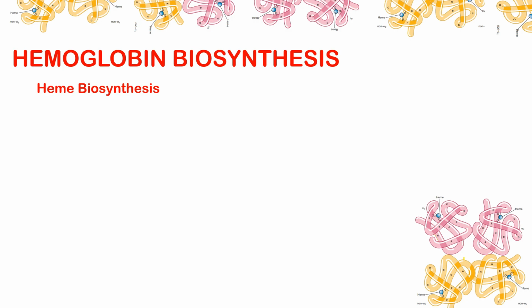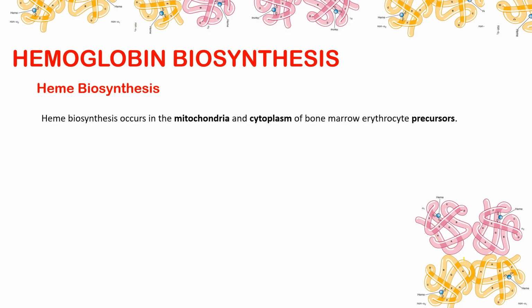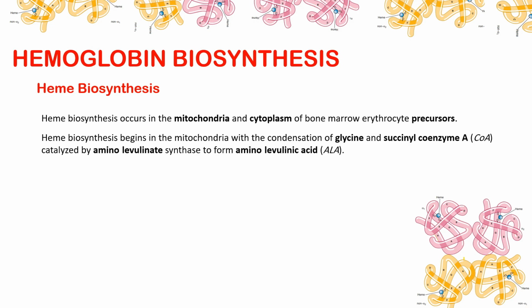Heme biosynthesis. Heme biosynthesis occurs in the mitochondria and cytoplasm of bone marrow erythrocyte precursors. Heme biosynthesis begins in the mitochondria with the condensation of glycine and succinyl coenzyme A and is catalyzed by aminolevulinate synthase to form aminolevulinic acid.